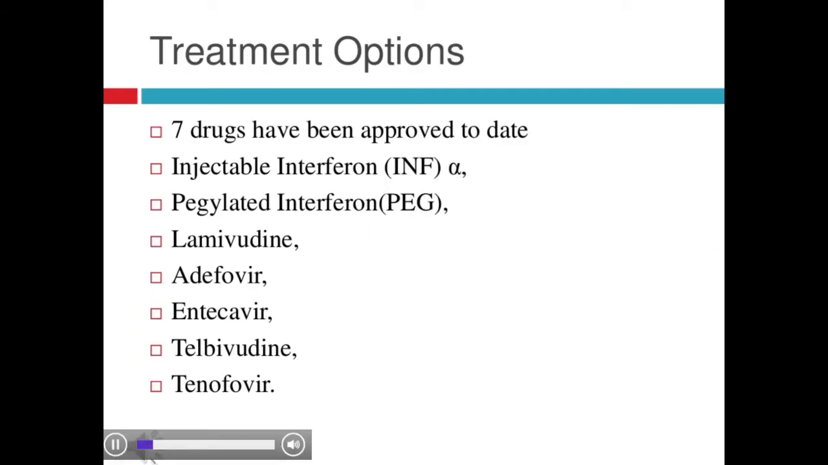Treatment for chronic hepatitis B: 7 drugs have been approved up till date. Injectable interferon alpha, pegylated interferon, lamivudine, adefovir, entecavir, telbivudine, tenofovir.